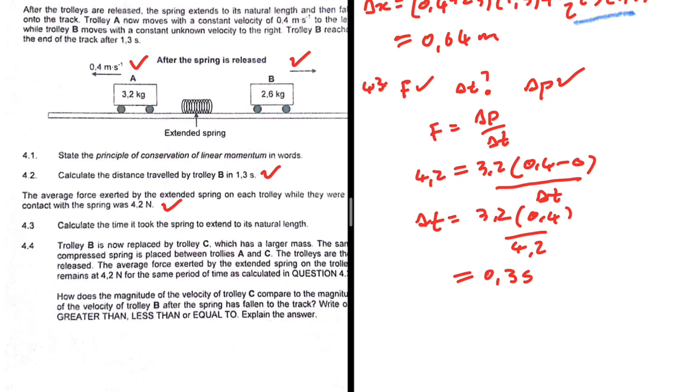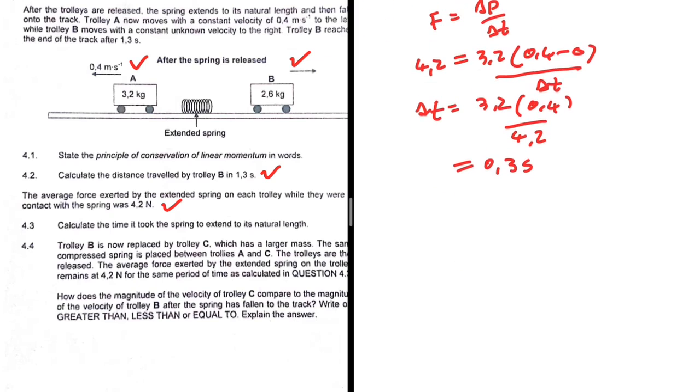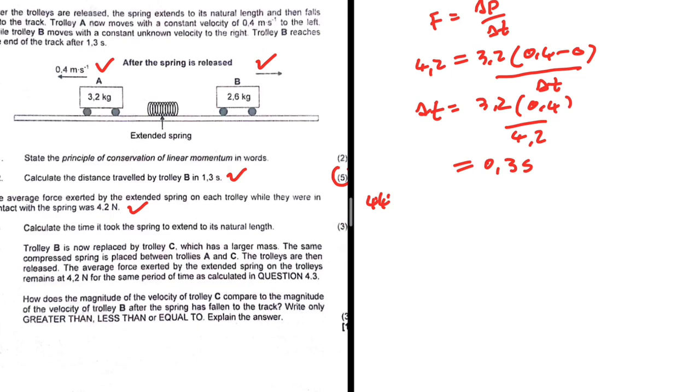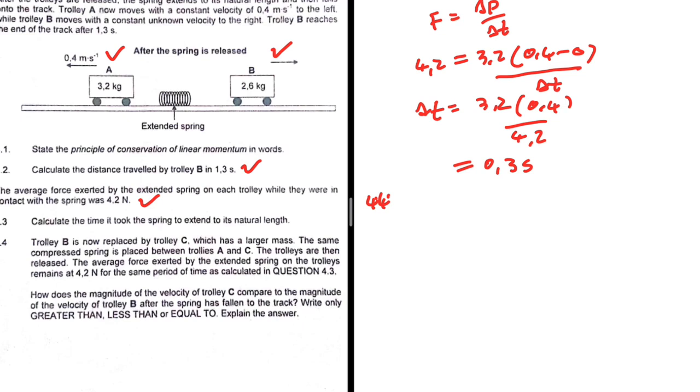Right, quite a tricky equation. It's not obvious. I'm sure it was not obvious to some of the people. Right, 4.4. I must say, examiners are getting more creative. The questions we are seeing are really cutting edge. Anyway, 4.4: trolley B is now replaced by trolley C, which has a larger mass.